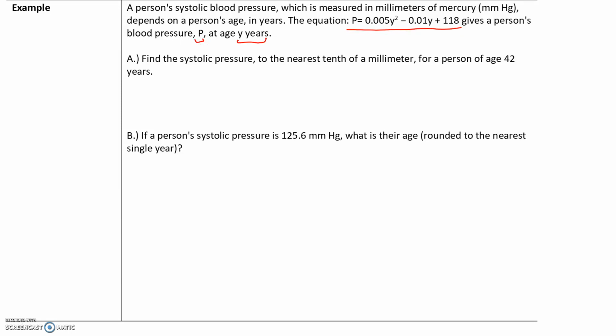So what are we looking for? We're looking for P. And what are we given? We're given that the age is 42. So we're going to say the blood pressure is 0.005 times 42 squared minus 0.01 times 42 plus 118. Now at this point, you would put this in a calculator. You could use whatever calculator you want to.